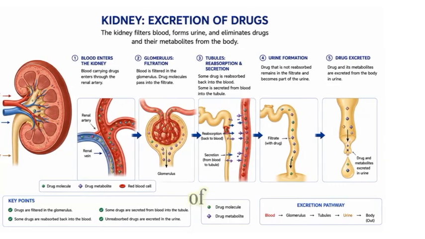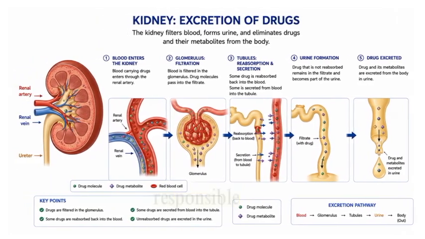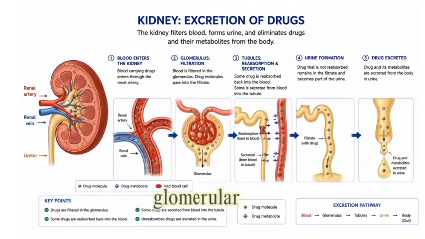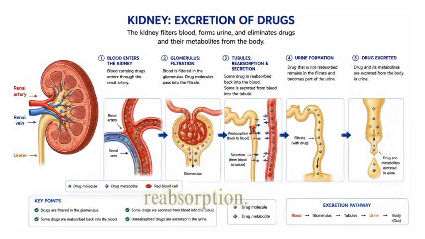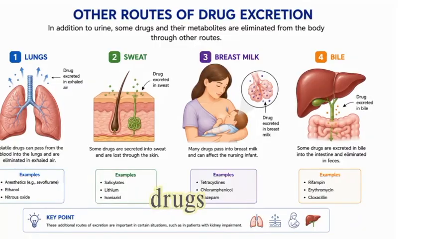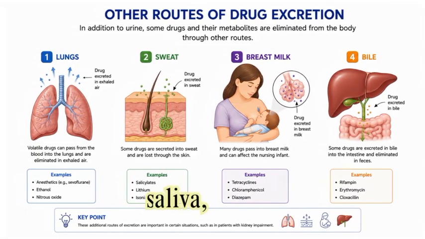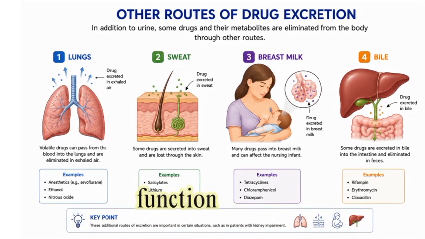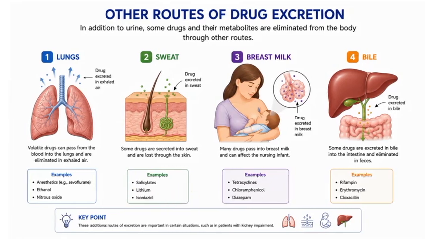Excretion is the removal of drugs from the body. The kidneys are the most important organs responsible for drug excretion. Drugs are removed through three main processes: glomerular filtration, tubular secretion, and tubular reabsorption. Some drugs are also eliminated through bile, lungs, saliva, sweat, and breast milk. Reduced kidney function causes drugs to accumulate in the body, increasing the risk of toxicity.